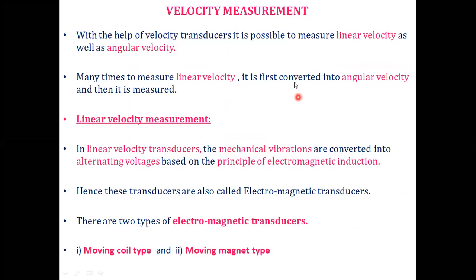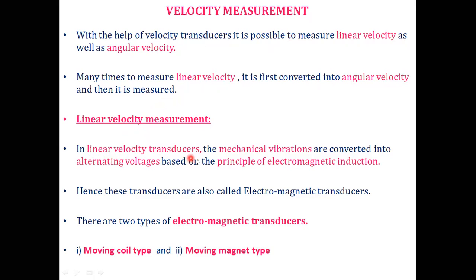In today's class, we are going to see the velocity measurement and, if time permits, humidity also. With the help of velocity transducers, it is possible to measure linear as well as angular velocities. Many times, to measure linear velocity, it is first converted into angular velocity and then measured. First one, linear velocity measurement.